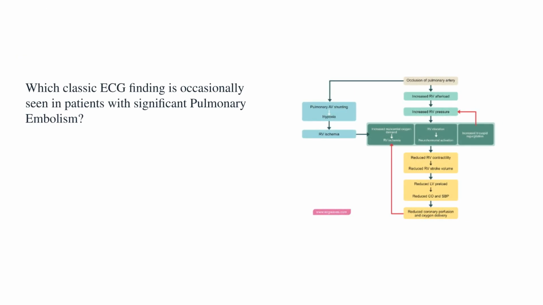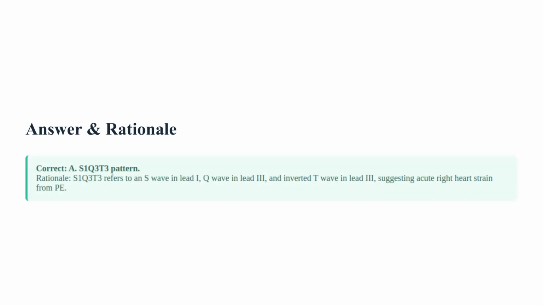Which classic ECG finding is occasionally seen in patients with significant pulmonary embolism? Is it the S1Q3T3 pattern, ST elevation, prolonged PR interval, or wide QRS? The correct finding is A, the S1Q3T3 pattern. This refers to an S wave in lead I, a Q wave in lead 3, and an inverted T wave in lead 3, suggesting acute right heart strain from PE.